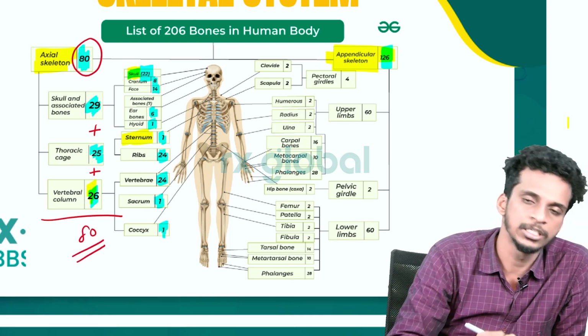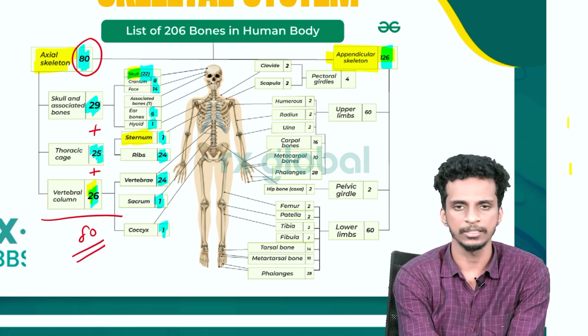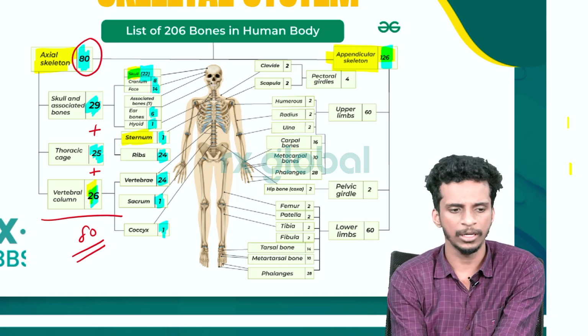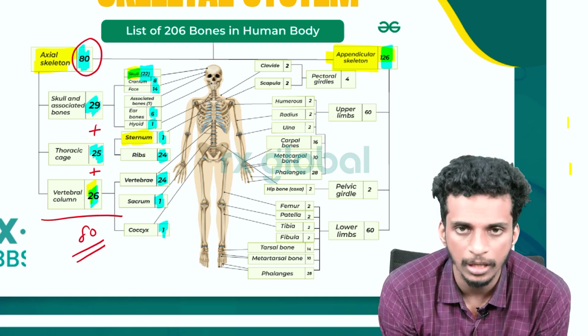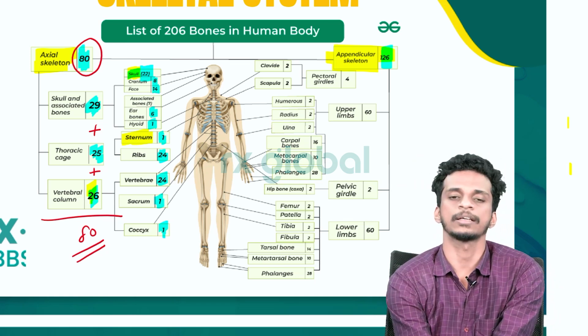So those are the 80 bones in the axial skeleton. I hope it's clear. Now let's come on to the appendicular skeleton. We have discussed the 80 bones in the axial skeleton.